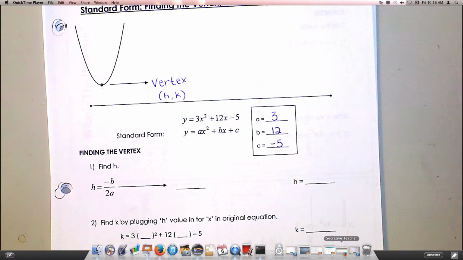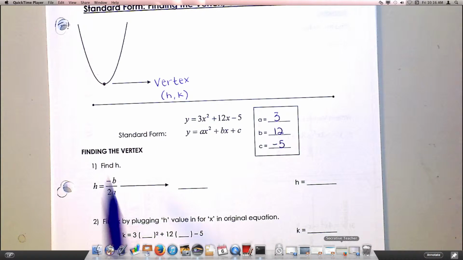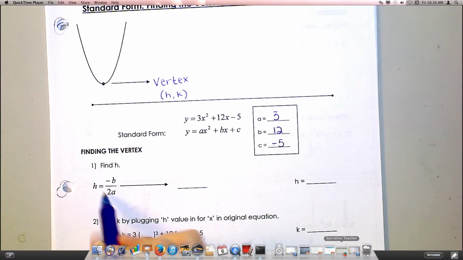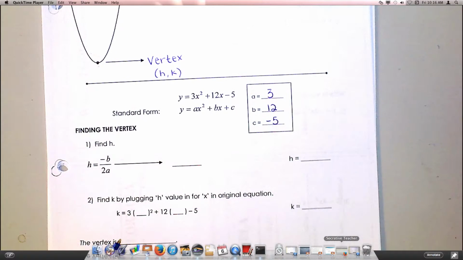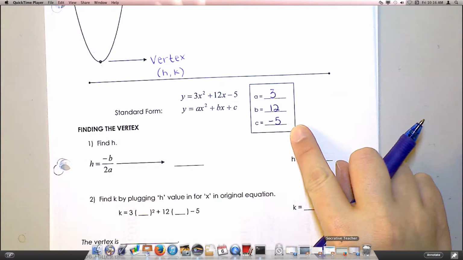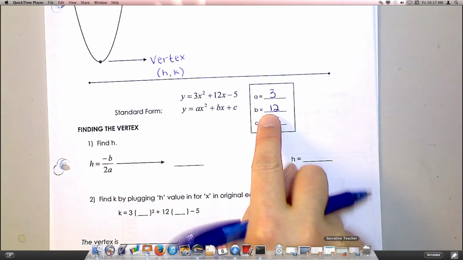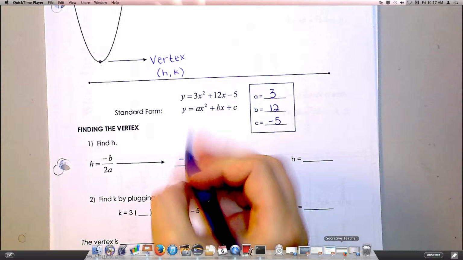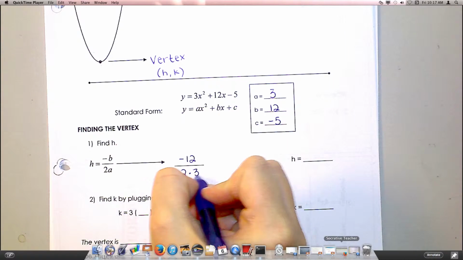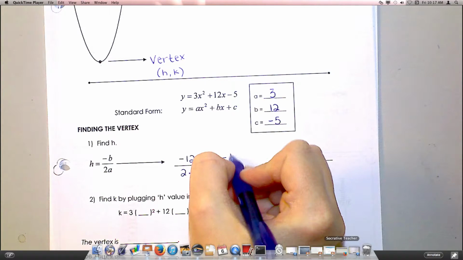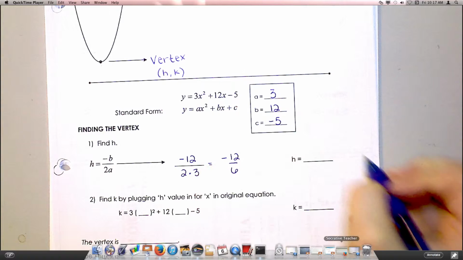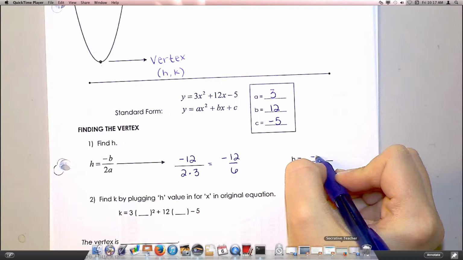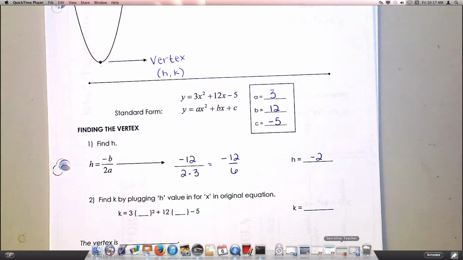So my goal, again, just to keep your goal in mind, you're looking to find H and then K. So here's how you find H. There's this little formula. H is equal to negative B over 2A. So negative B would be negative 12, over 2A, that would be 2 times 3. So that's the same as saying negative 12 over 6, which equals what? Negative 2.